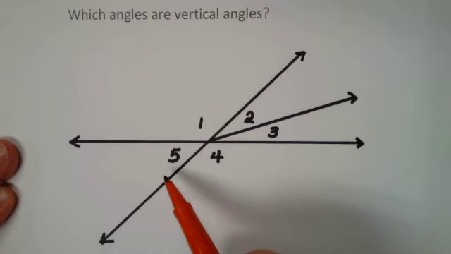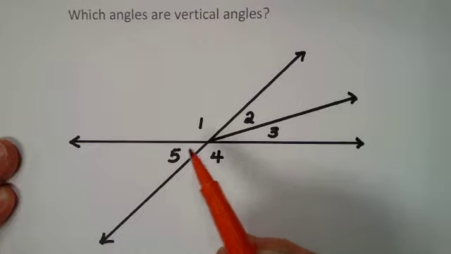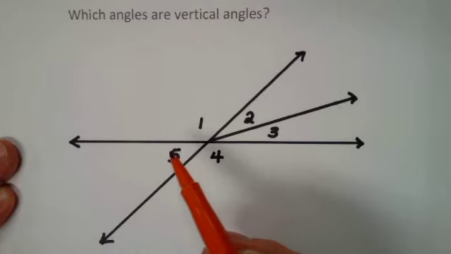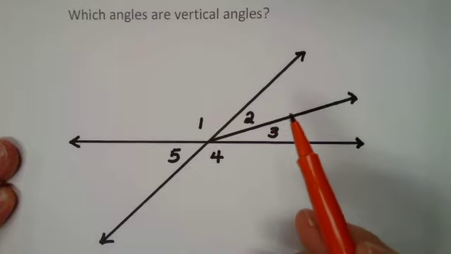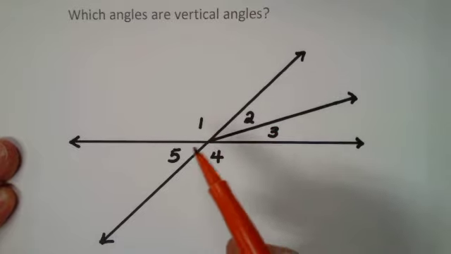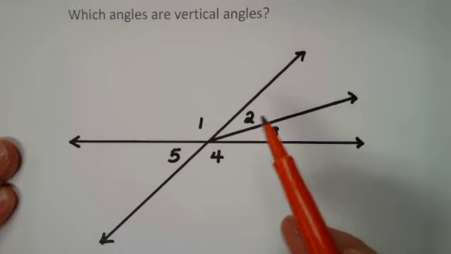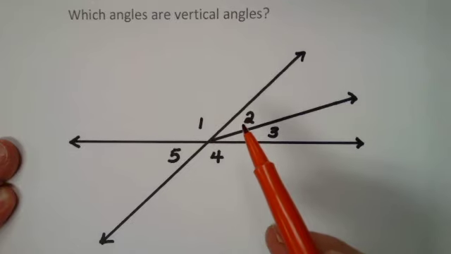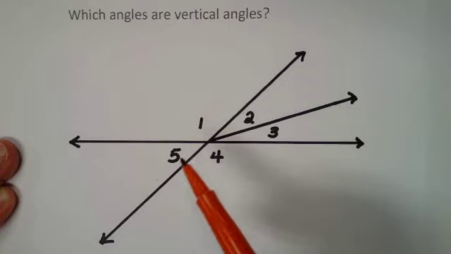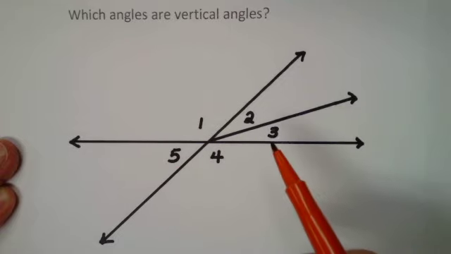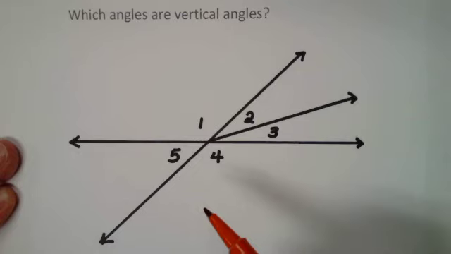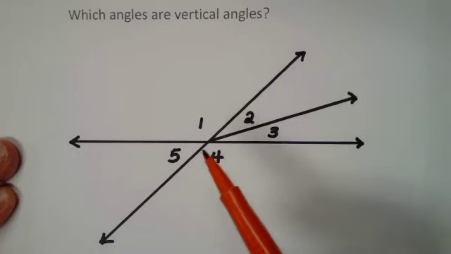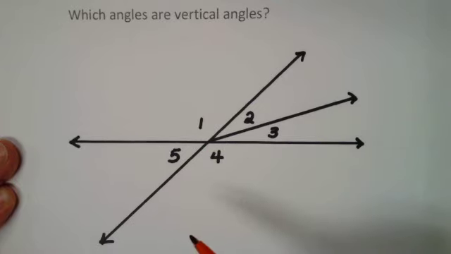Let's try it with 5 and 2. Looks like 5 and 2 are across from each other, but look how much space 5 takes up. Look how much space 2 takes up. One of them is bigger than the other. 5 is bigger than 2. So even though they're across from each other, 5 and 2 are not vertical angles because they don't have the same shape. 5 and 3 are not vertical angles. It looks like they're across from each other, but they don't have the same shape. So the only two angles in this picture that are vertical angles are 1 and 4.